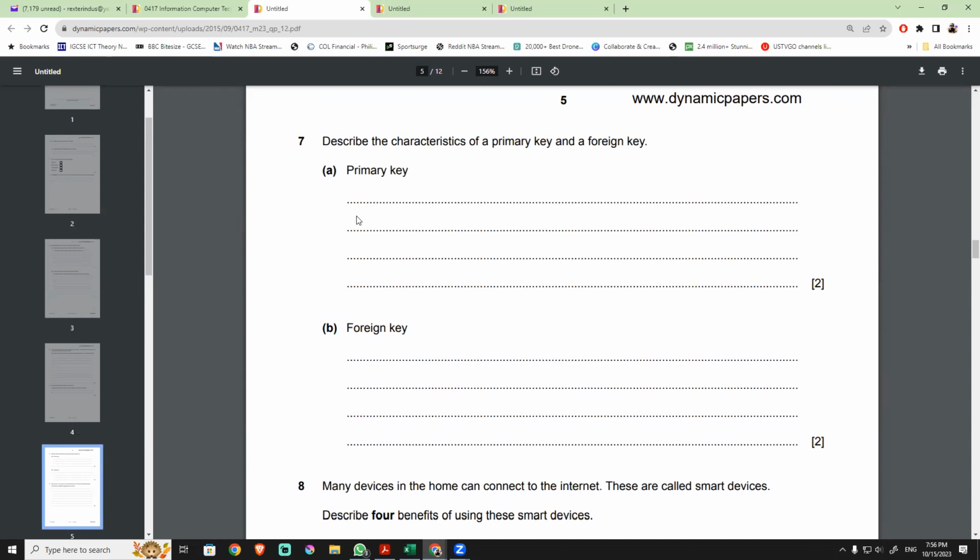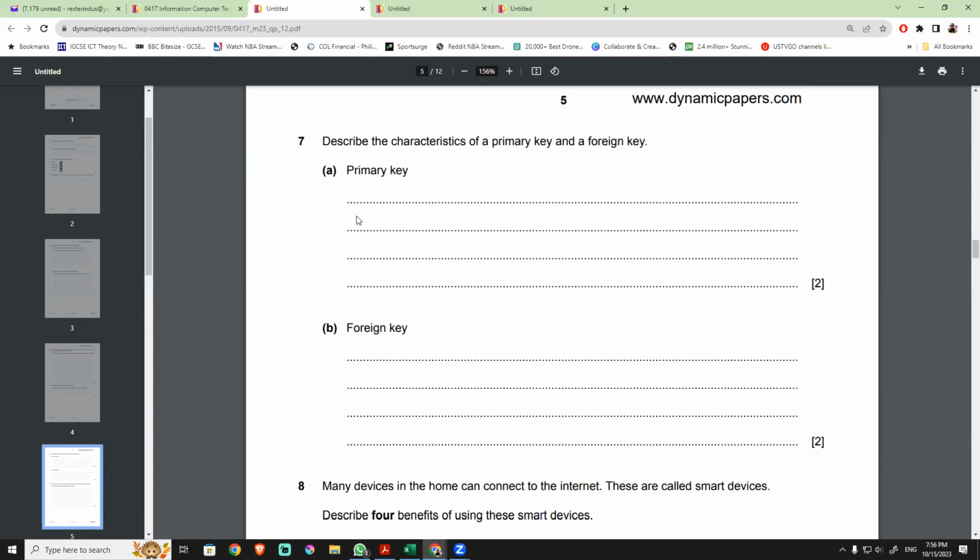So the primary key is like the data which connects the table to another table. That's primary key. Primary key, yes. Okay, let's see. What else?